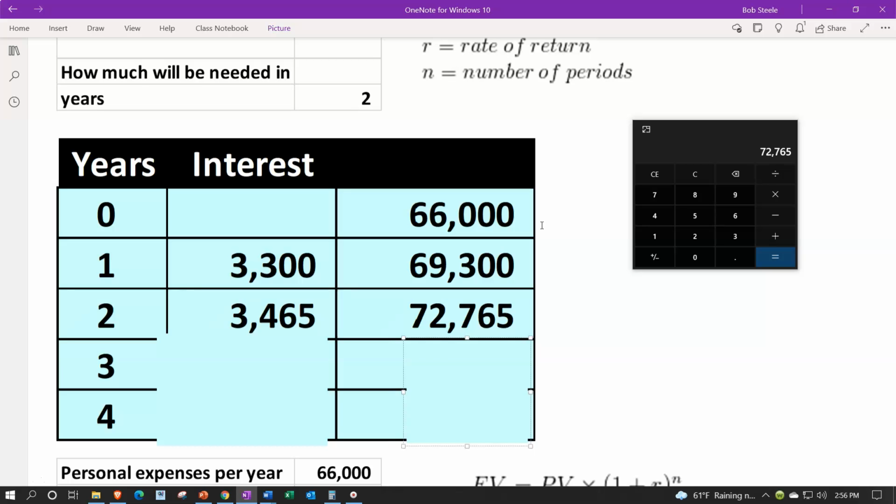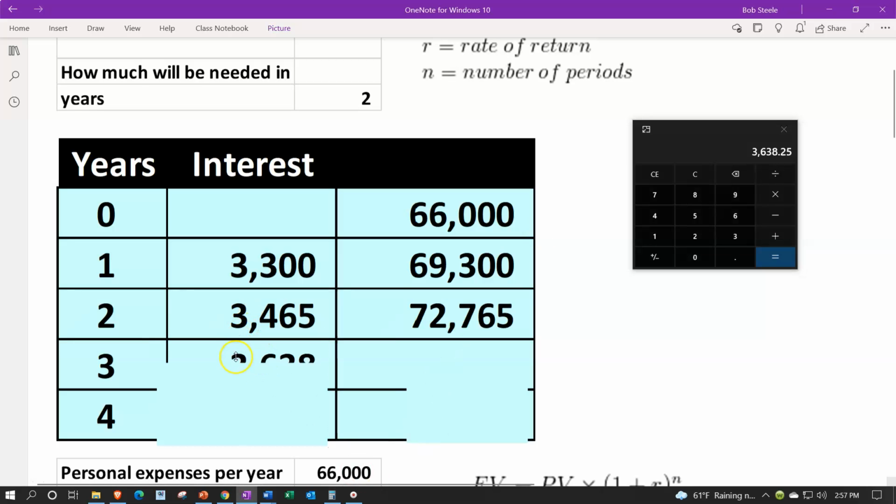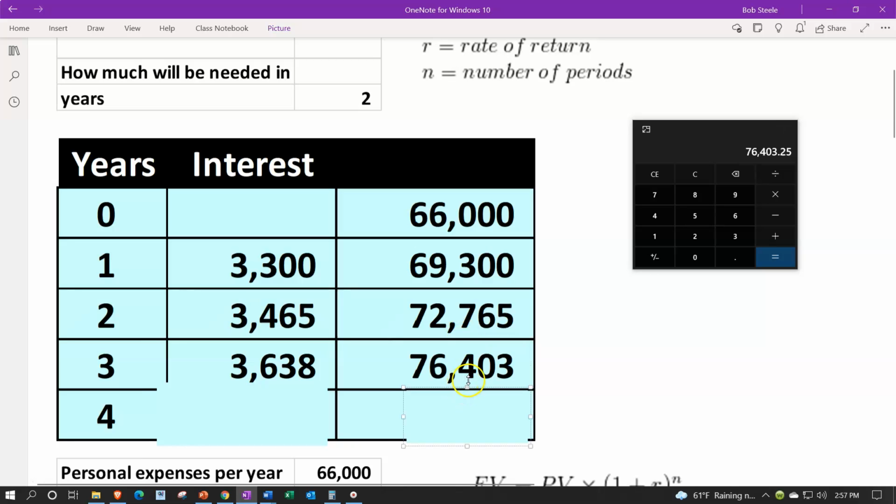But that's going to be the best estimate that we're going to have here. So we're going to get the 72,765 times the 0.05. That's going to give us 3,638. If we add that to the 72,765, we get the 76,403 that we would need to purchase the same amount of stuff, whereas 3 years ago it only took us 66,000 to consume that stuff.